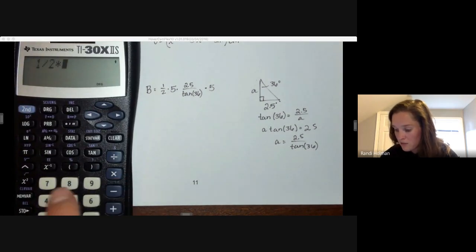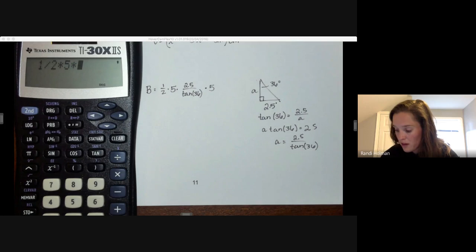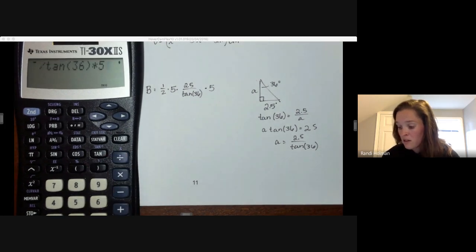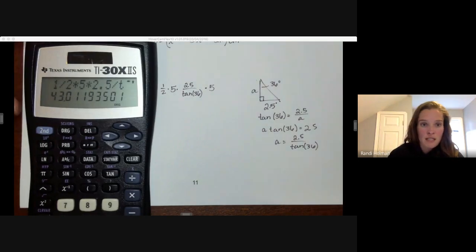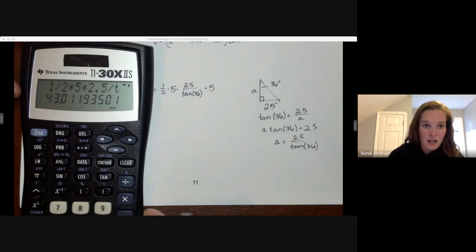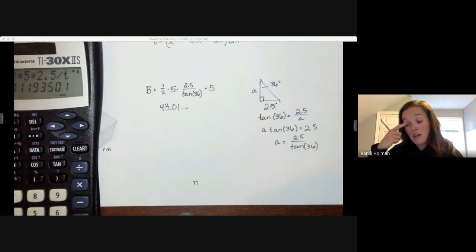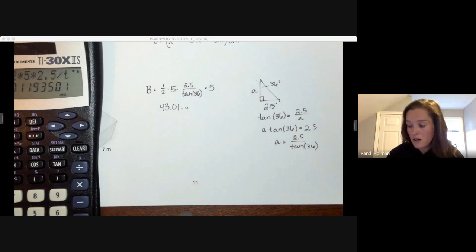1/2 times 5 times 2.5 divided by tangent of 36 times 5. So the area of that pentagon, our big B, base area, is 43.01. And again, that's a rounded answer, so let's use the exact thing when we're finding our volume.